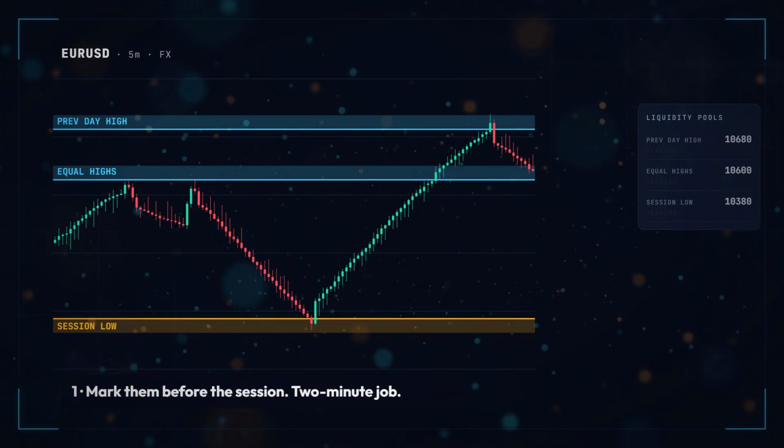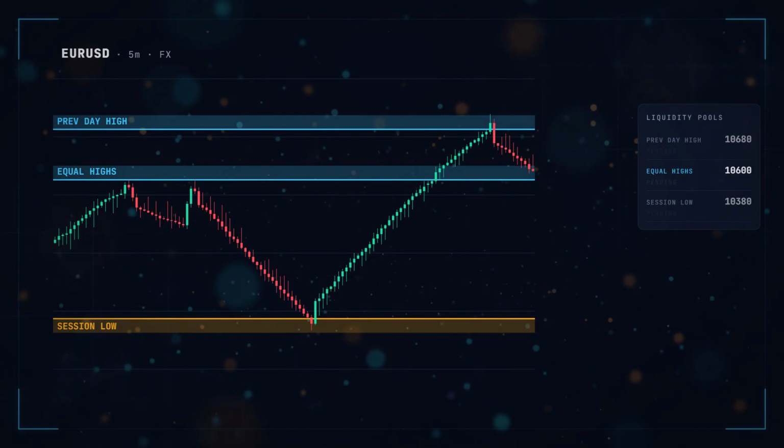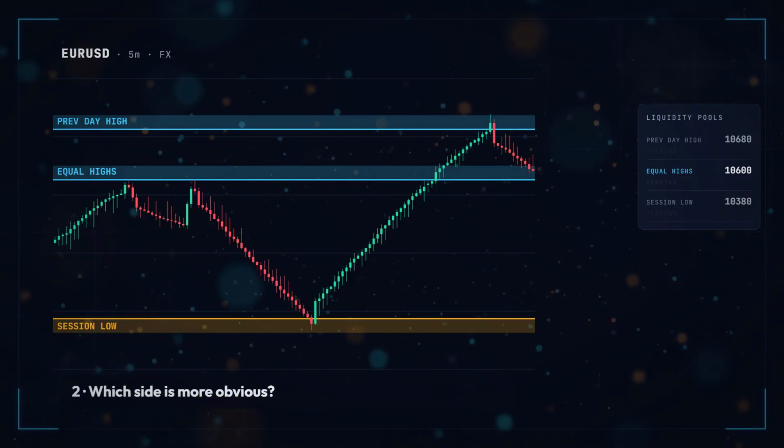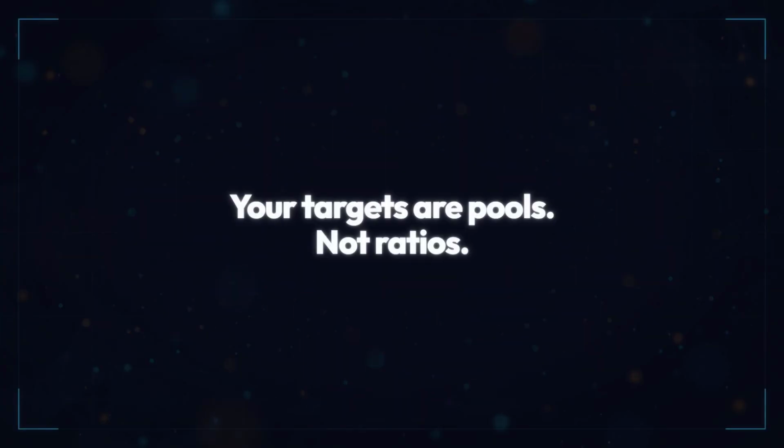That's a 2-minute job. 2. Ask which side is more obvious. If the highs are perfectly equal and the lows are messy, you already know which way the market is likely to reach first. 3. Your targets are pools, not ratios. Stop setting a 2-to-1 and hoping. Aim at the next pool, because that's what price is aiming at.